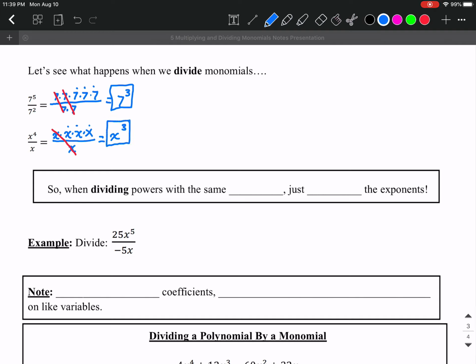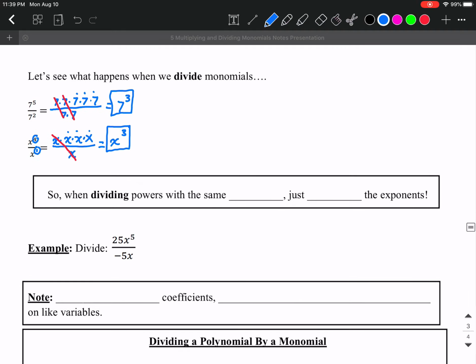Take a look at those exponents. This exponent is 4. That exponent is 1. What do you do to 4 and 1 to get the new exponent of 3? Okay, so when we're dividing powers with the same base, we subtract the exponents.